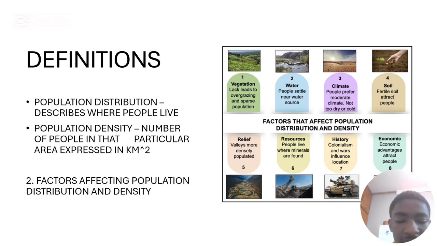You need to know the difference between population distribution and population density. That is the difference you need to know. They're going to ask you, what is the difference between population distribution and population density? Remember, population distribution describes a place where people live, while population density is the number of people that occupy that particular area. It is expressed in kilometers.